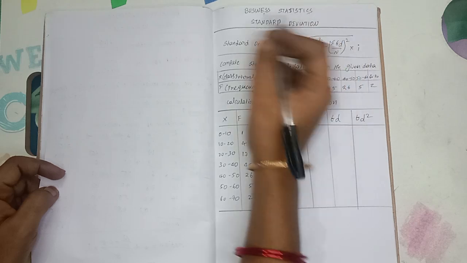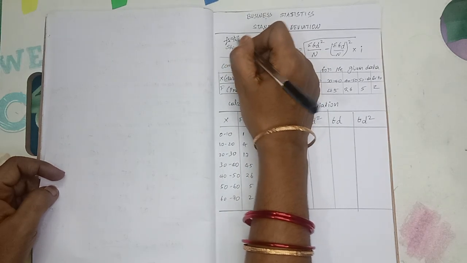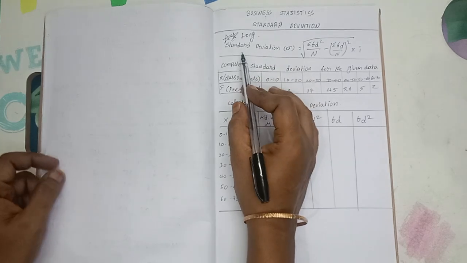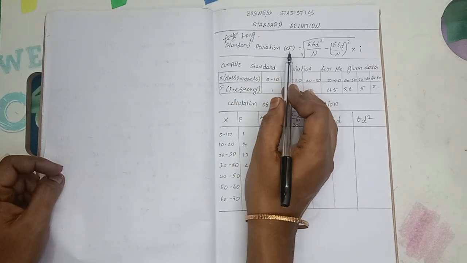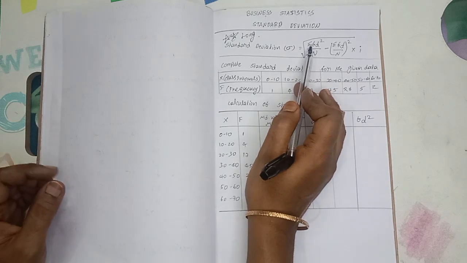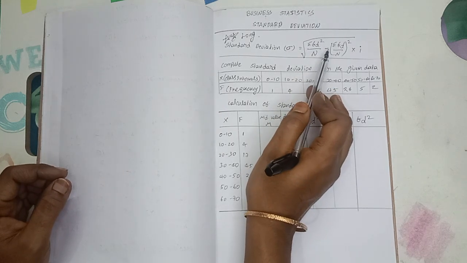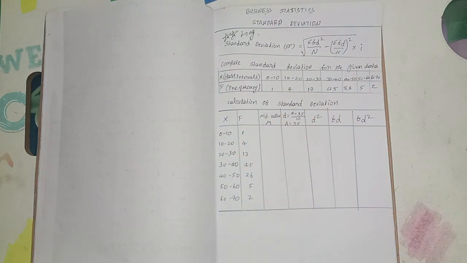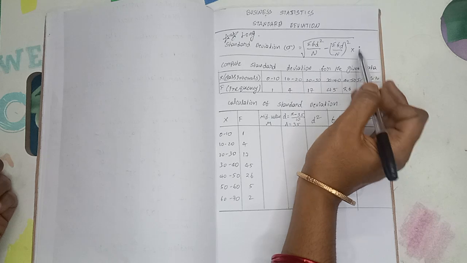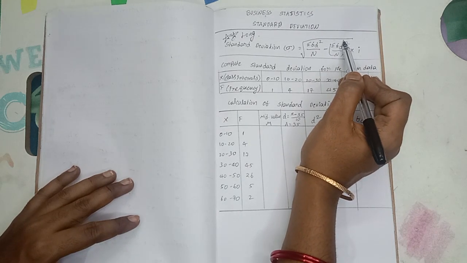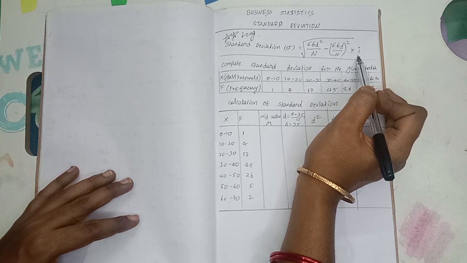This standard deviation is also very important. You are going to get this answer in long. The standard deviation formula, the symbol will be like this. The formula will be the square root of summation fd square divided by n minus summation fd divided by n, whole square, into i. After the root we have to write i. The root should not continue till here; it should end here. After that it will be i.